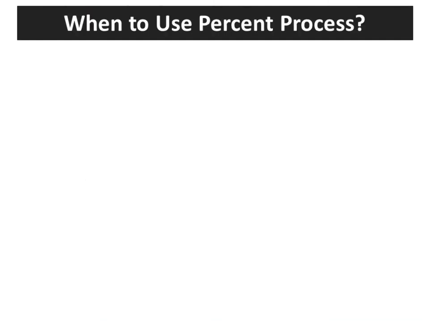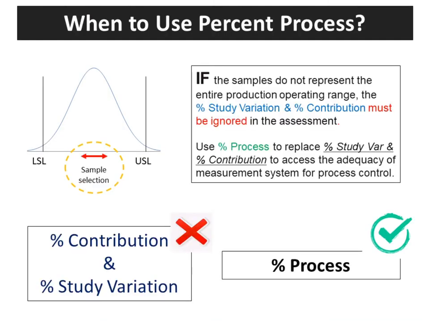When to use percent process? If the samples do not represent the entire production operating range, the percent study variation and percent contribution must be ignored in the assessment. Use percent process to replace percent study variation and percent contribution to assess the adequacy of the measurement system for process control.